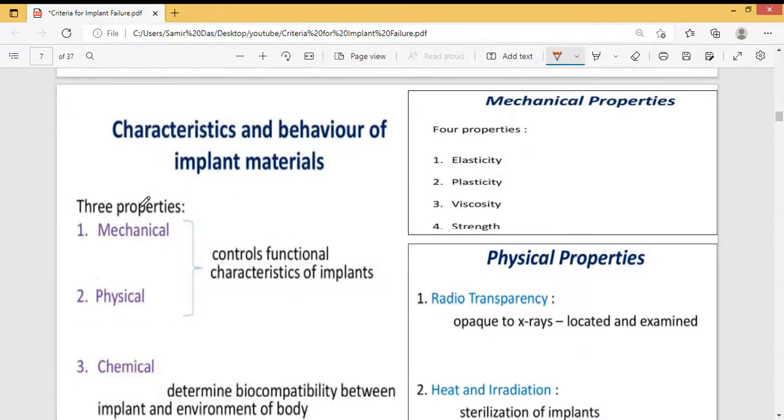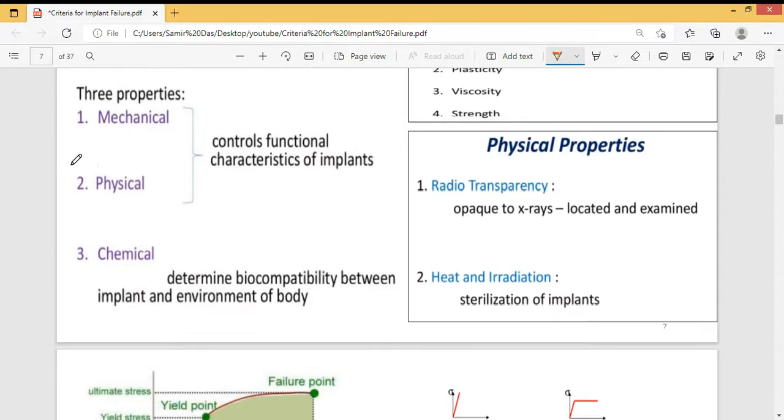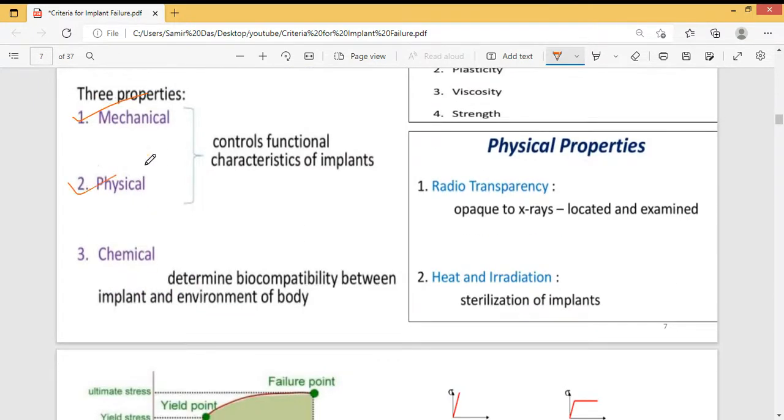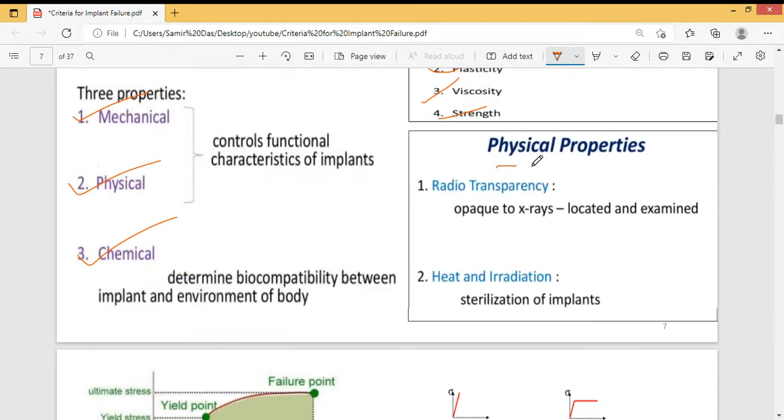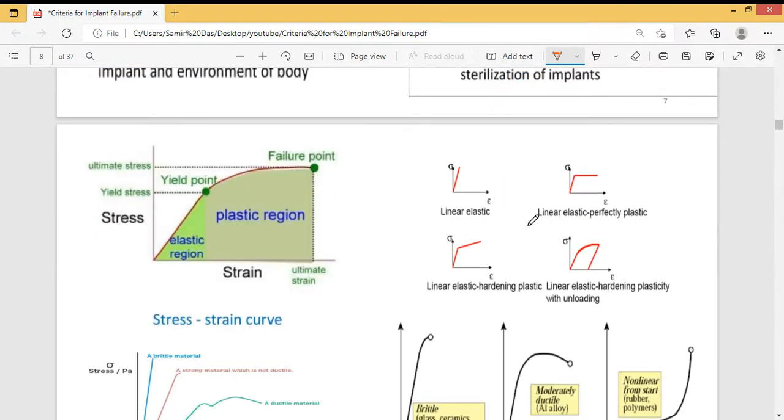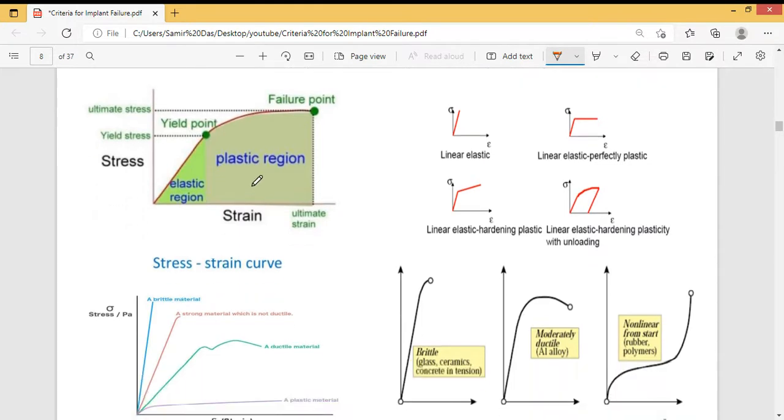Now, based on the characterization or behavior of the implant material, we have to consider those properties. First is the mechanical properties, next is the physical properties, and last is the chemical properties. In the case of mechanical properties, we have to check elasticity, plasticity, viscosity, and strength. In the case of physical properties, we have to check radio transparency, heat and radiation.